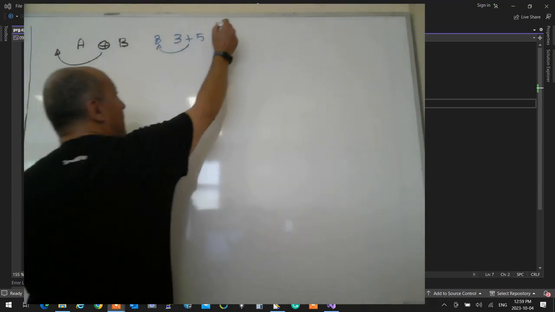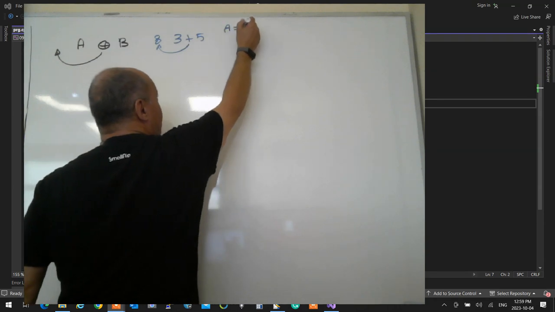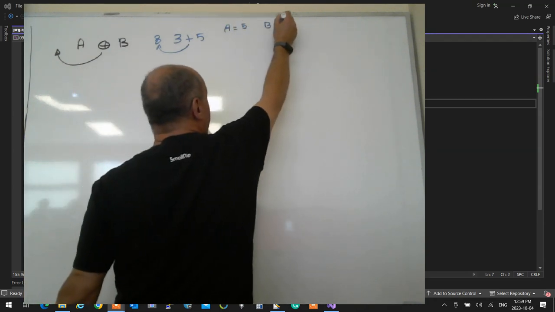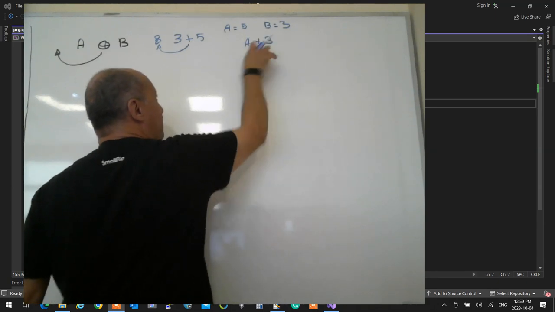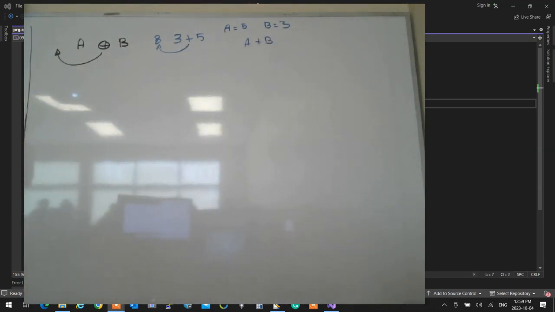Binary operators can be in two different ways. They can have side effect and not have side effect. This 3 plus 5 doesn't have a side effect. 3 and 5 remain 3 and 5 afterwards. So essentially, if I have something like A being 5 and B being 3, and if I say A plus B, A and B remain 5 and 3 after it's done. We okay with this? That's an operator with no side effect.